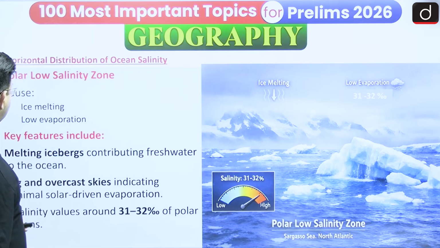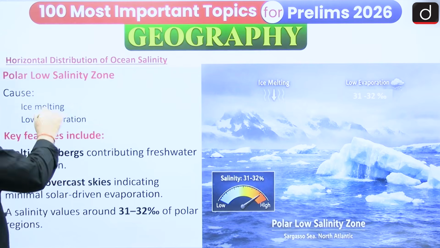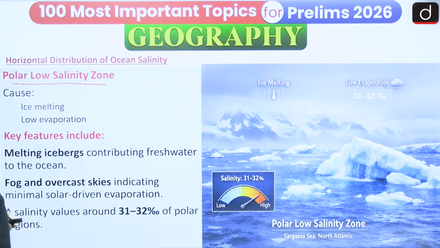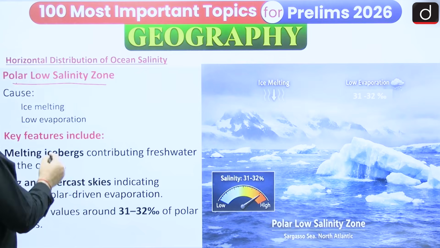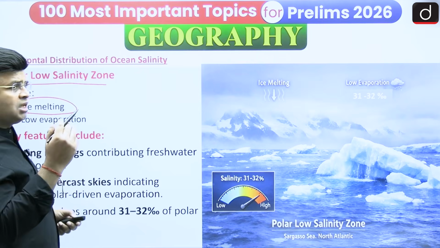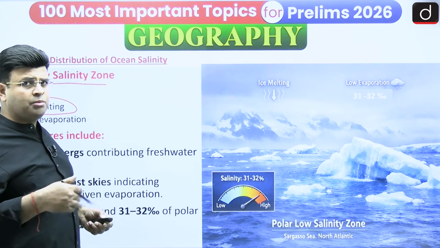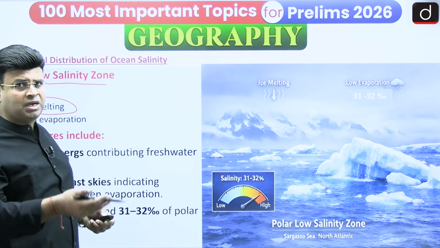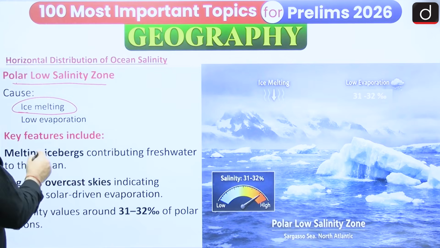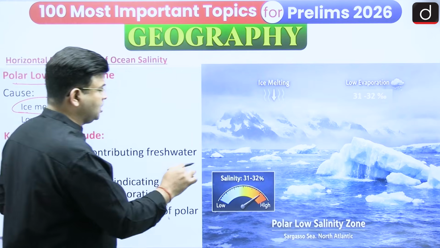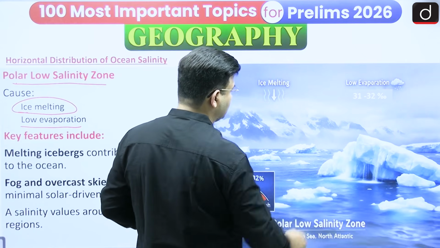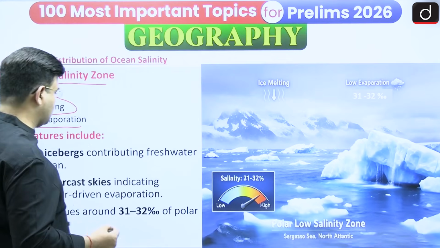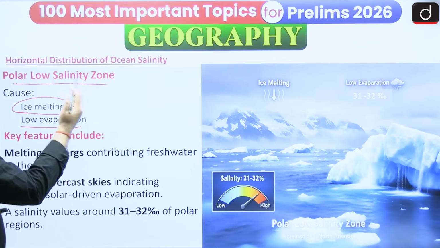Next one, another horizontal distribution, in the polar region. In the polar region, there is a low salinity zone. If we are talking about why it has a low salinity zone, first of all, the temperature is very low, and over there you can say there is ice melting. Ice completely provides fresh water, and ice melting provides fresh water. Because of the fresh water input, salinity decreases, and at the same time evaporation is also less, because in this region there is some moisture, a little bit of cloud cover and foggy condition. Therefore, evaporation is also less.